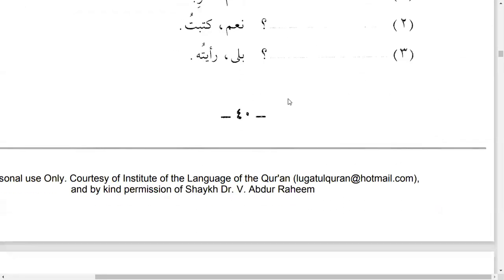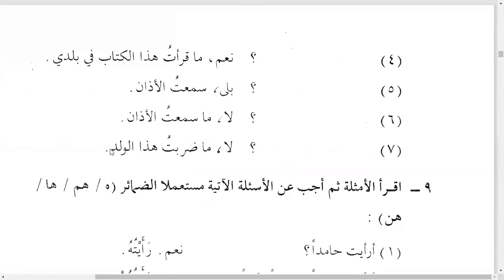Number 3. أما رأيت المدرسة؟ Excellent. أما رأيت المدرسة؟ بلى رأيته. Okay. Excellent. Okay. Number 4.